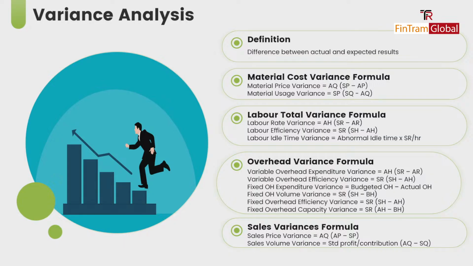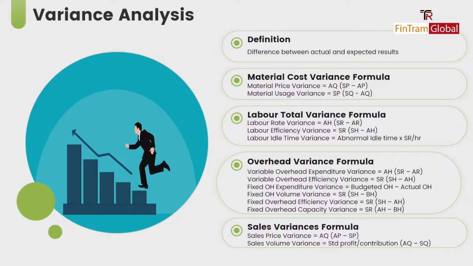We have overhead variances as well. Variable overhead expenditure variance would be (standard rate minus actual rate) times the actual hours. Again, remember guys, standard rate here is not the labor rate, so don't confuse it with that. Even though the equations look similar, we are considering the variable and fixed overhead absorption rate, so remember that. For efficiency we have (SH minus AH) times SR, and for fixed overheads, now this is a bit confusing, but it is conceptually easy to learn as well.